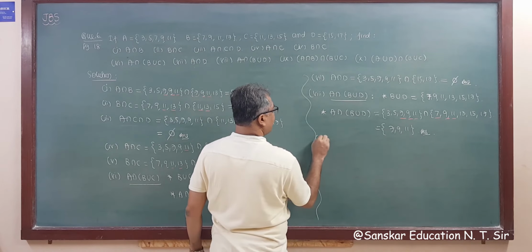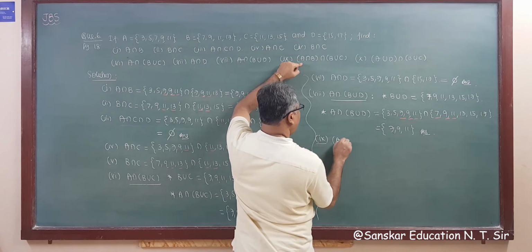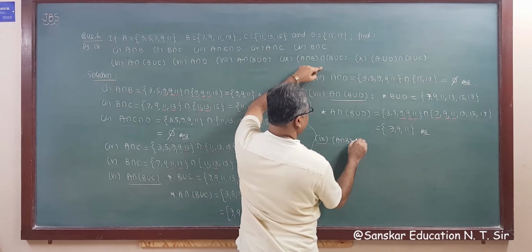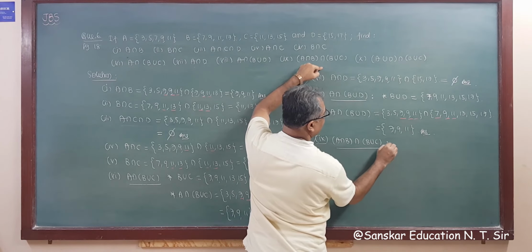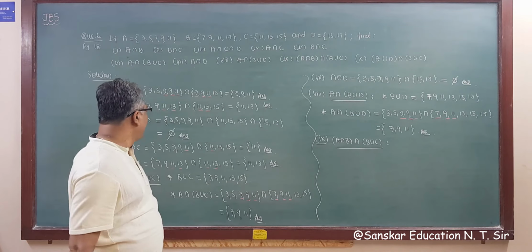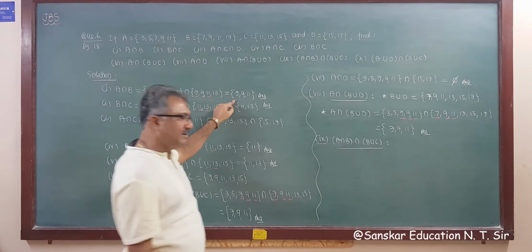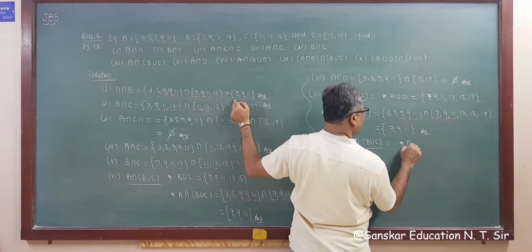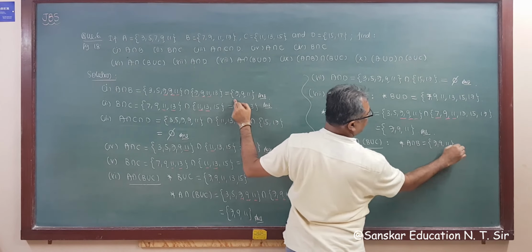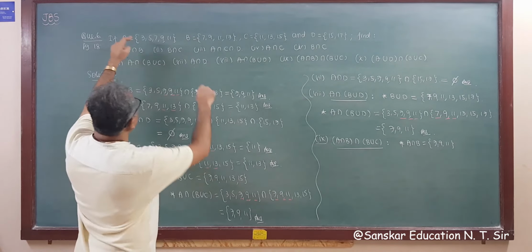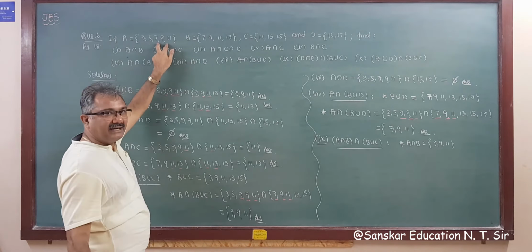Then question number 9. Question number 9 is A intersection B, intersection B union C. Right? This we have to find out. For that, we require A intersection B. So A intersection B is here 7, 9, 11. Right? So we are writing here A intersection B is 7, 9, 11. Either you can find it from these two sets, the common elements 7, 9, 11.